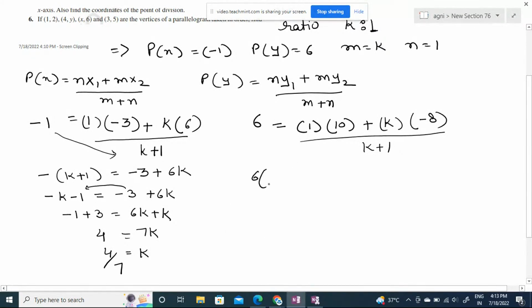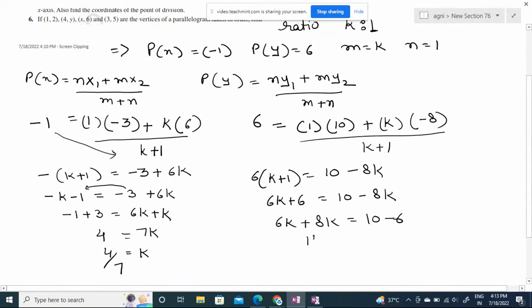Similarly, we can see k plus 1 times 6 equals 10 minus 8k. We have 6k plus 6 equals 10 minus 8k. That is 6k plus 8k is equal to 10 minus 6. That is 14k is equal to 4. So the value of k is 4/14, that is 2/7. You can see we got the same answers.